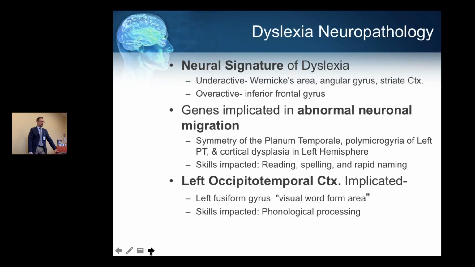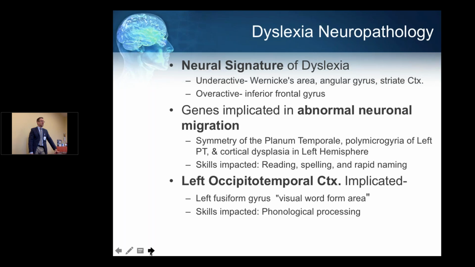So some of the neural signature of dyslexia, this is interesting too. This goes into that underactive, overactive kind of theory we talked about earlier, right? Where if the brain doesn't develop the way it's supposed to, something else tries to step in to make up for it. It's the same thing in dyslexia. So we see an underactive angular gyrus, and we see underactivity in Wernicke's, which is understanding. So that's not doing what it's supposed to.